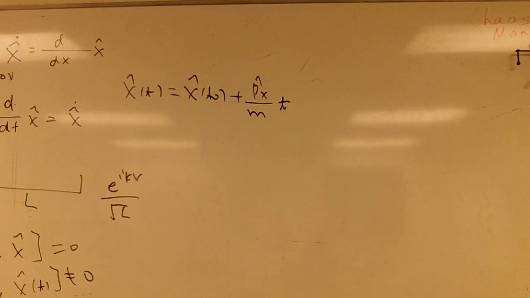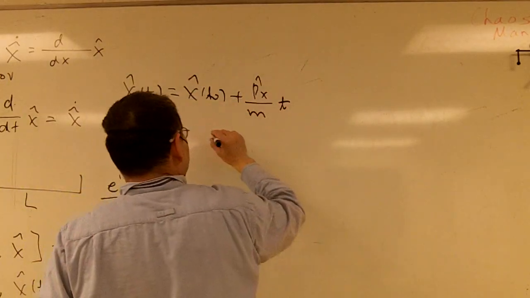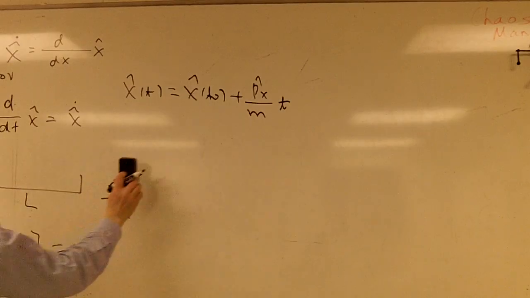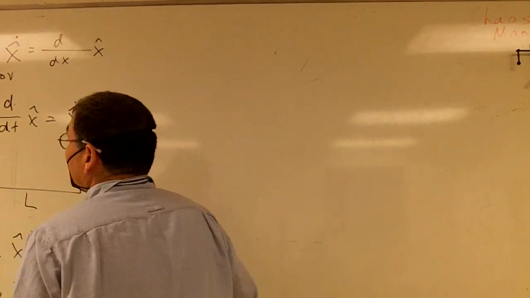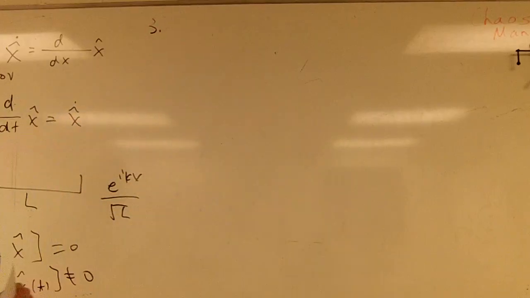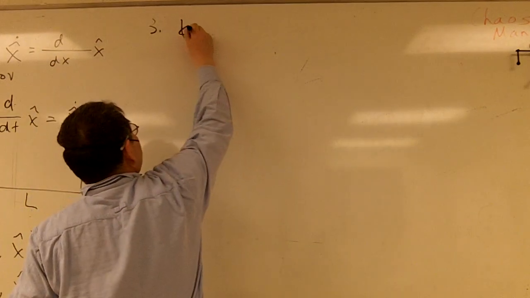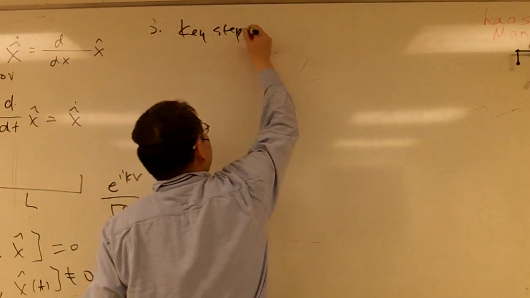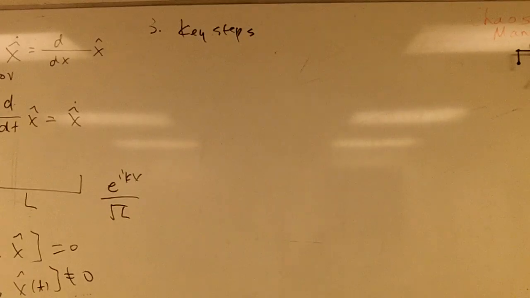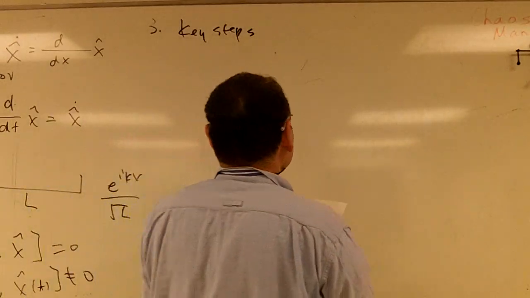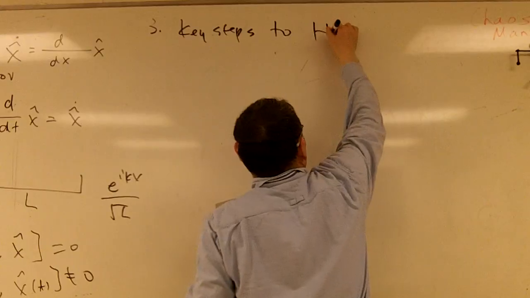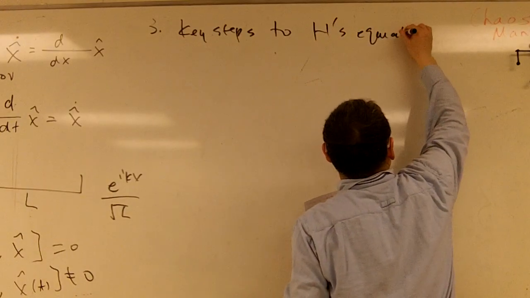And now I'm going to erase this part and use this part of the board. The next item, I'm going to show you the key steps. So how do you derive the Heisenberg equation of motion? How do you get this out from the Schrodinger equation? That is the key step, which I call the H equation, Heisenberg equation.